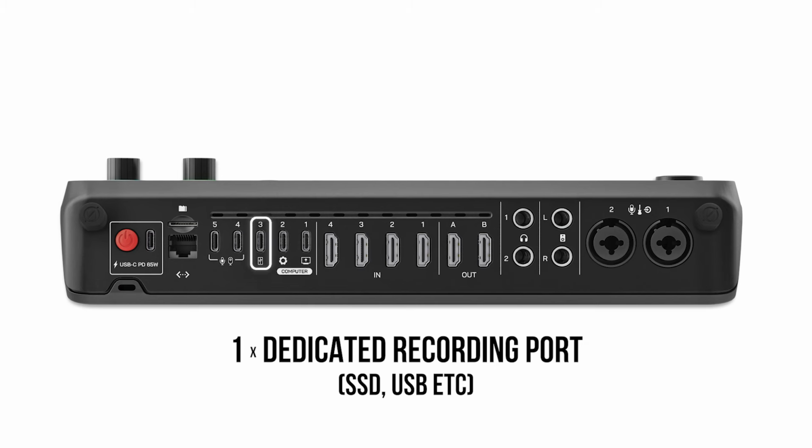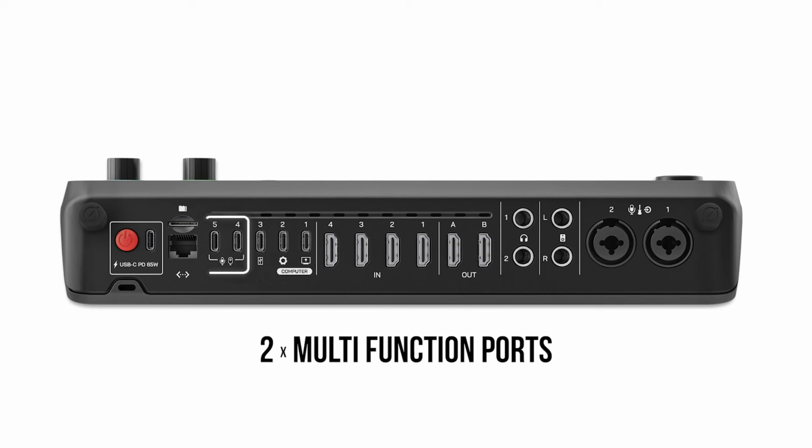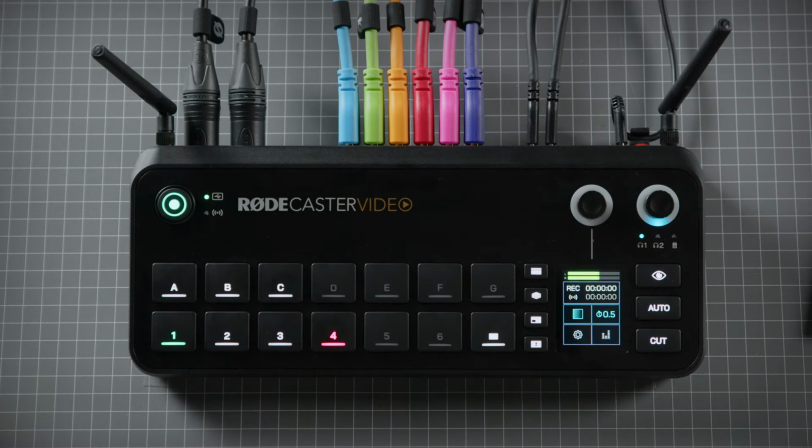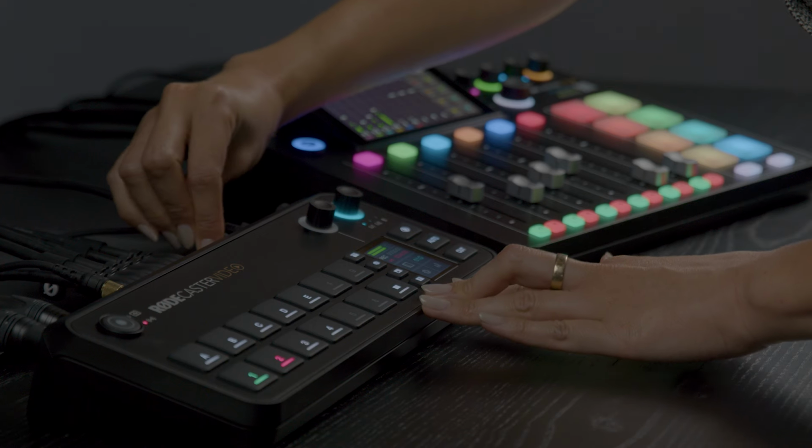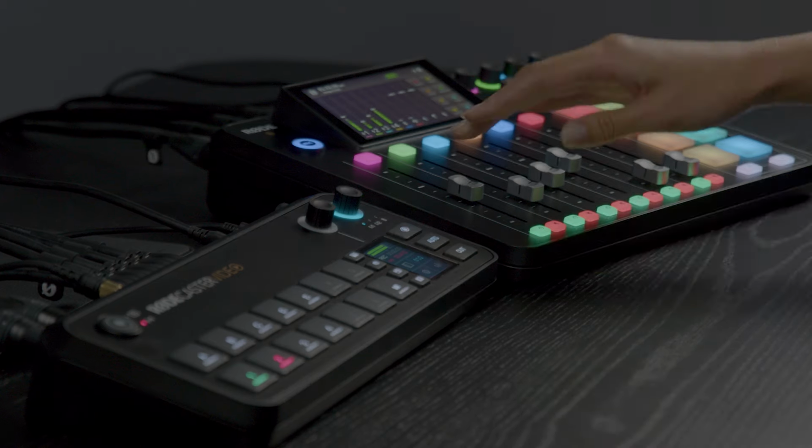Then we have a dedicated port for recording. We didn't want to take up any of the other ports because that is such a core feature to the product, being able to record. So having that dedicated port was important. And then we have the 2 additional multi-function ports. These are for the UVC inputs, as I mentioned, for those additional 2 video sources, or USB audio as well. Any of our Rode USB products, including the RØDECaster Pro and RØDECaster Duo, can connect directly to the RØDECaster video, and now you have that expanded audio functionality.